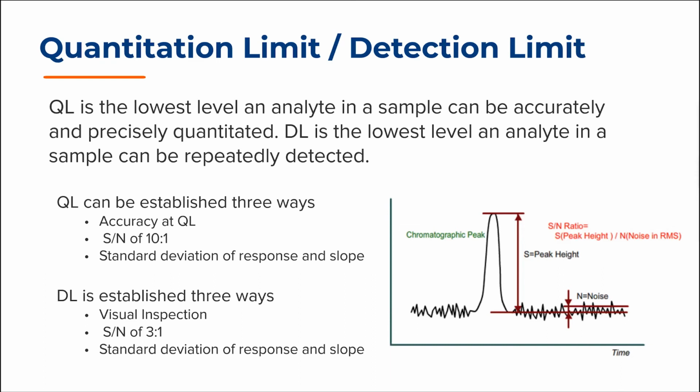From a reporting perspective, numerical values should only be reported above the QL. Levels between the QL and DL should be reported as trace or less than QL, and levels below the DL should be reported as not detected.